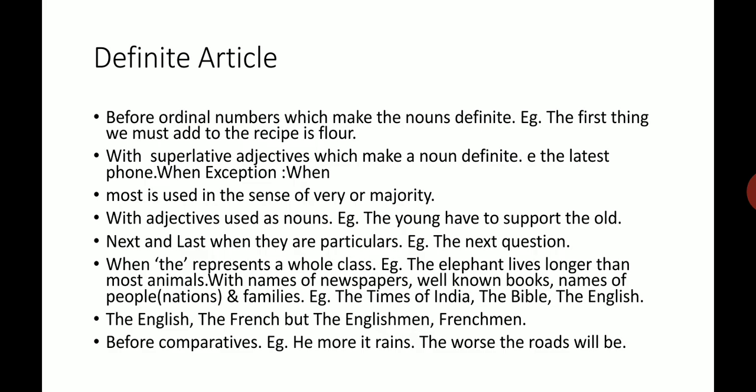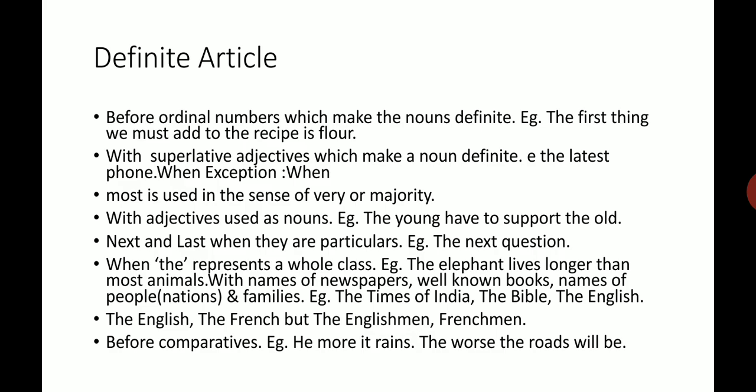For example, I find his story most interesting. Now here most is not used in the sense of a superlative. It is used in the sense of very or the majority. So in that case. Another example could be, I have read most of the articles in this magazine. Now here most means majority. So in this case we will not put the before most.